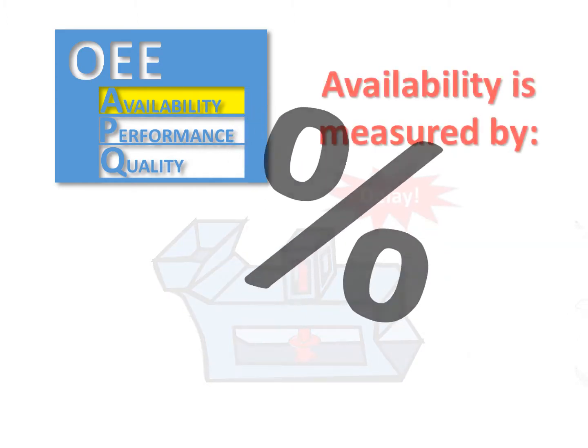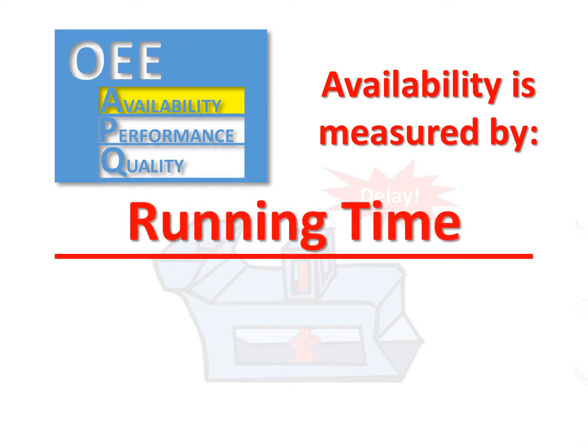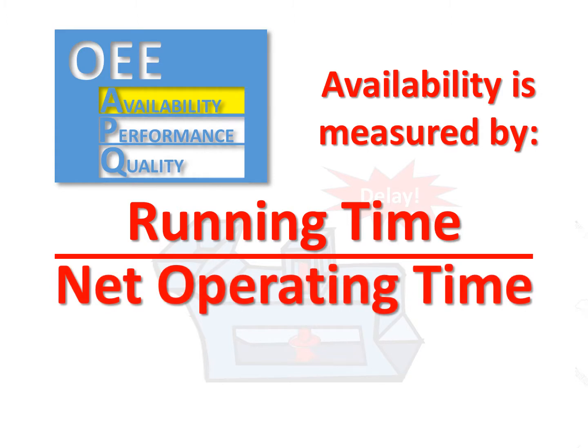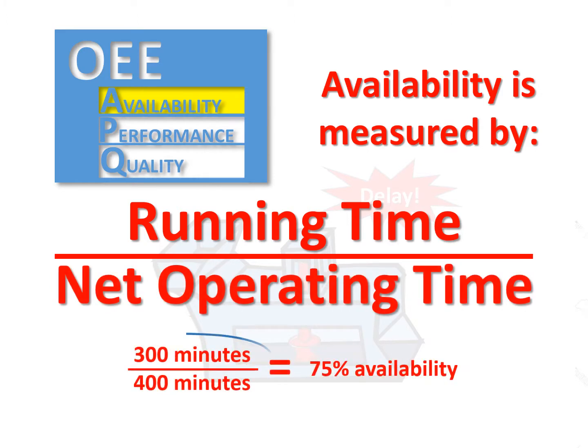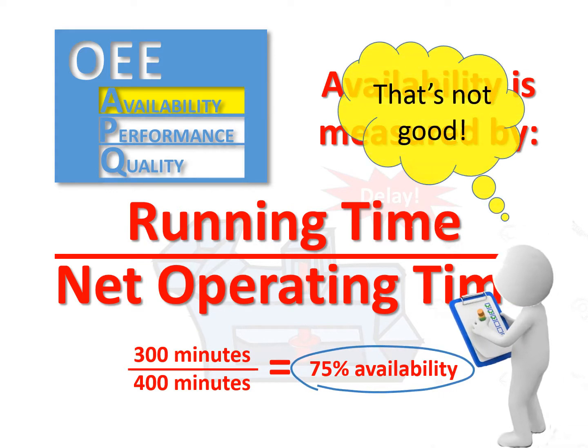Availability, then, is a measure of the percentage of time the machine actually runs compared to the amount of time it's planned to run. The equation for calculating available time is running time divided by net operating time. For example, if the machine ran 300 minutes and it was planned to run 400 minutes, the machine's availability percentage would be 75%. Or we could say it has a 75% availability. What this means is that when we're planning production, we can only count on the machine running 75% of the time we actually planned on it running. This is a serious consideration.